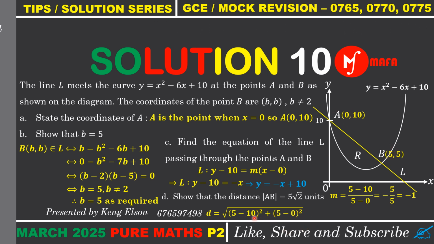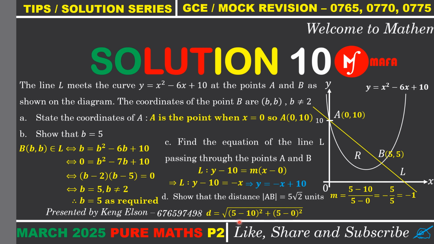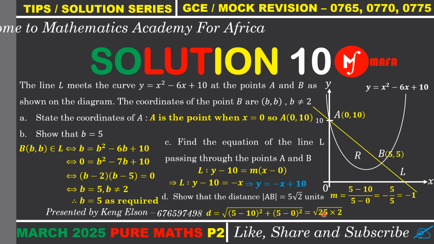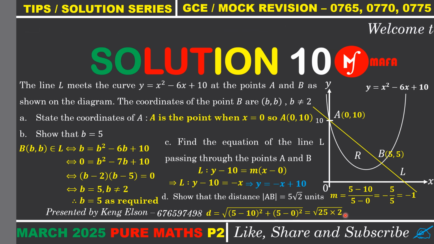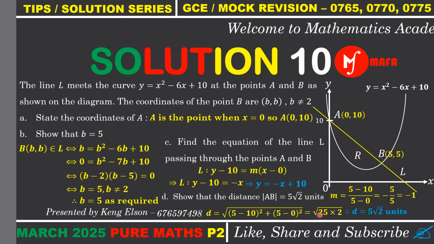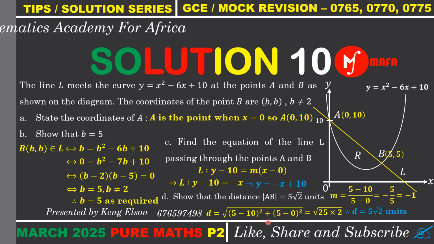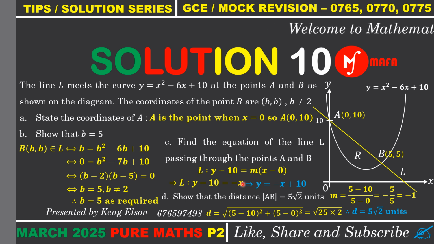5 minus 10 is negative 5, and negative 5 squared is 25. 5 minus 0 is 5, and 5 squared is 25. So this is 25 plus 25, and 25 plus 25 is just like taking 25 times 2, because we are adding 25 to itself 2 times. Anyways, you are going to have 50. Now we can separate it into root 25 times root 2. Since root 25 is 5 and root 2 is root 2, because 2 is not a perfect square, we are going to have the distance to be 5 root 2 units, and we have proven what we are asked to prove.